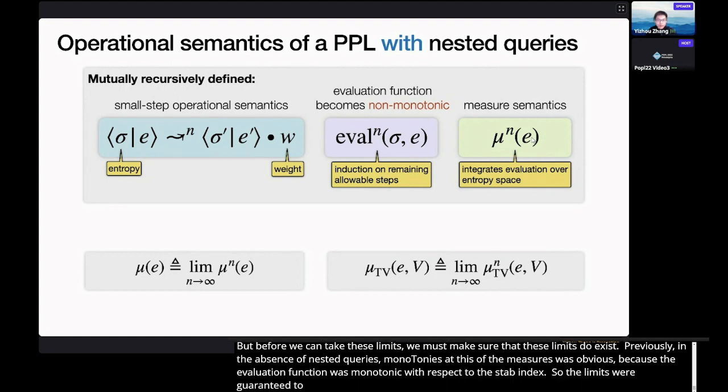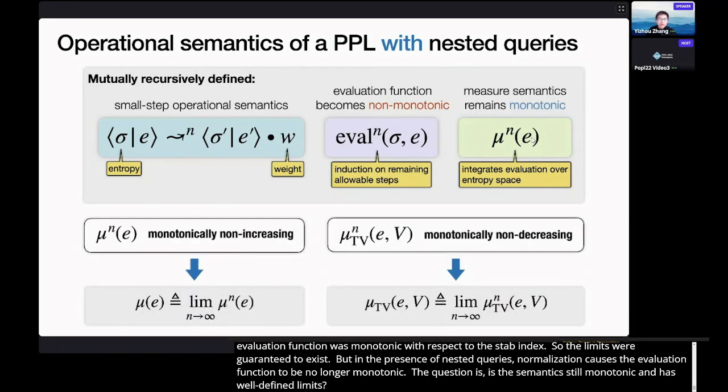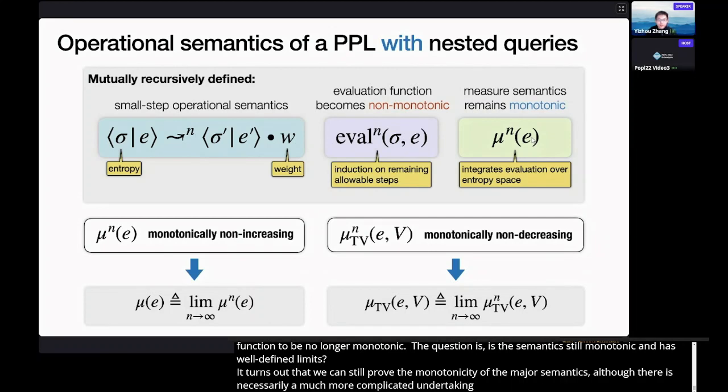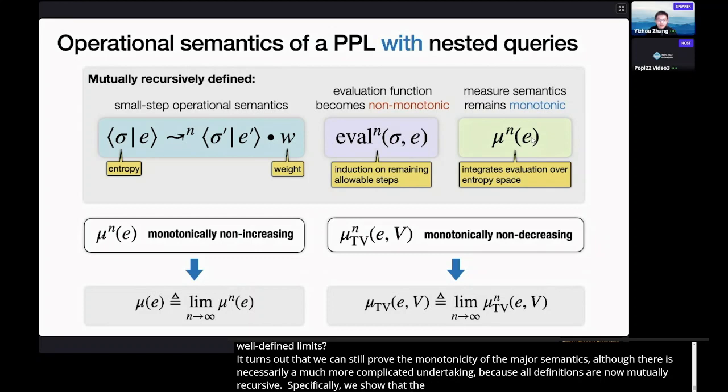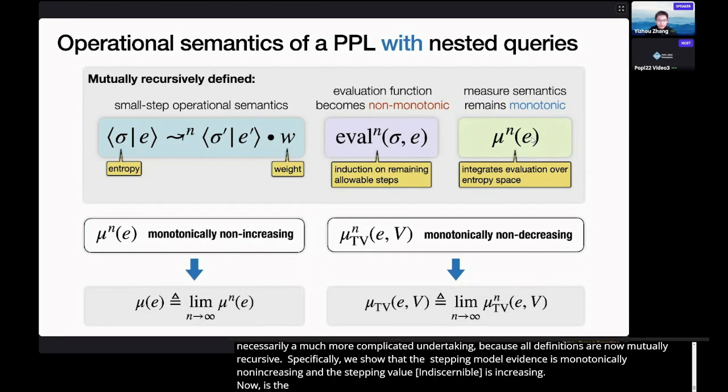But in the presence of nested queries, normalization causes the evaluation function to be no longer monotonic. So the question is: is the measure semantics still monotonic and does it have well-defined limits? It turns out that we can still prove the monotonicity of the measure semantics, although it is necessarily a much more complicated undertaking because all definitions are now mutually recursive. Specifically, we show that the step indexed model evidence is monotonically non-increasing and the step indexed value measure is non-decreasing. Now with the measures being monotone, and by the monotone convergence theorem, we know the limits must exist.